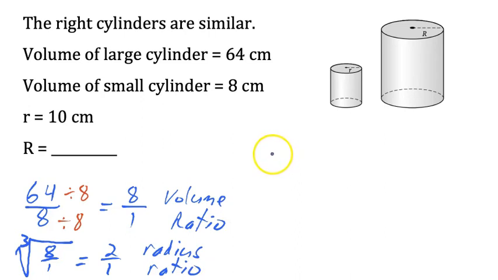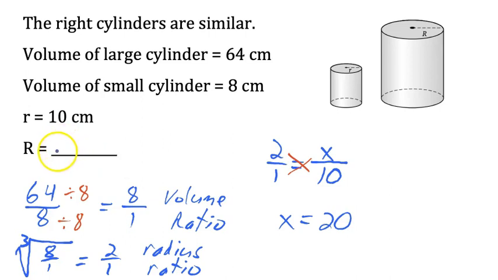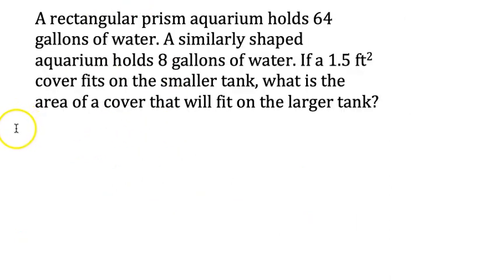Now we can use a proportion to figure out the missing radius. So the radius of the larger cylinder must be 20 centimeters. For our last example, let's look at one that involves both volume and area. A rectangular prism aquarium holds 64 gallons of water. A similarly shaped aquarium holds 8 gallons of water. If a 1.5 square foot cover fits on the smaller tank, what is the area of a cover that will fit on the larger tank?